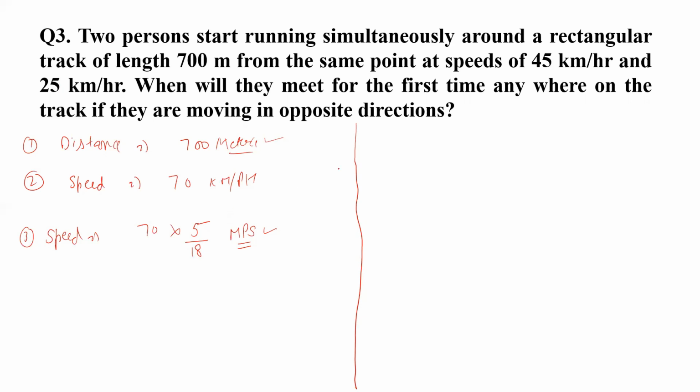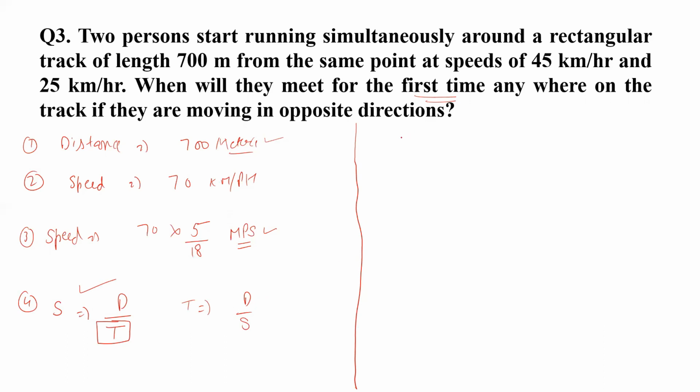We have been asked for time, at what time they shall meet. So we easily know that speed is equal to distance divided by time. We have not been given the value of time. Just on the basis of this formula we can conclude that time is equal to distance divided by speed. So both the things have been given to us.